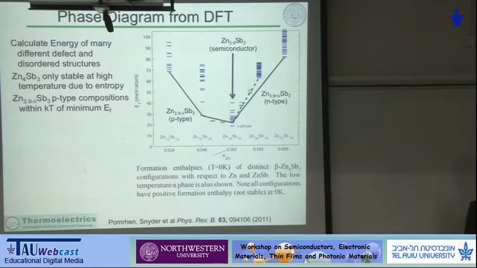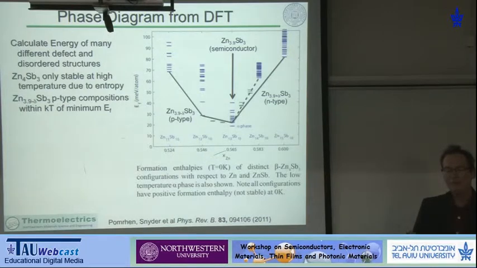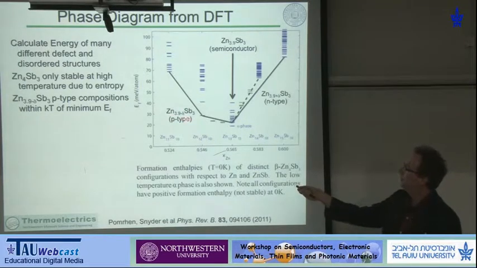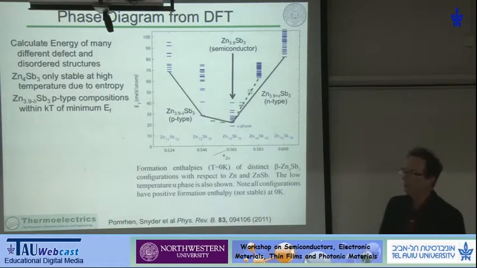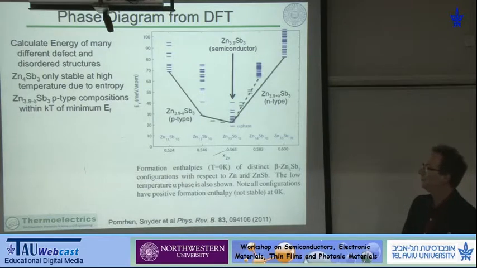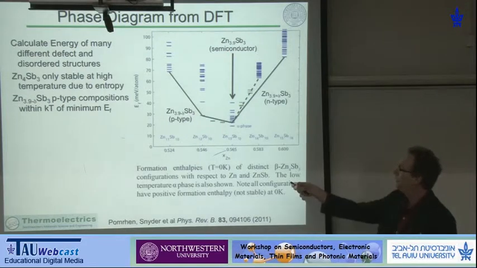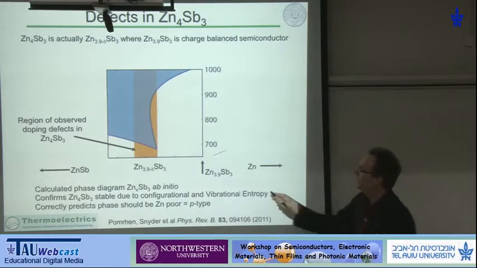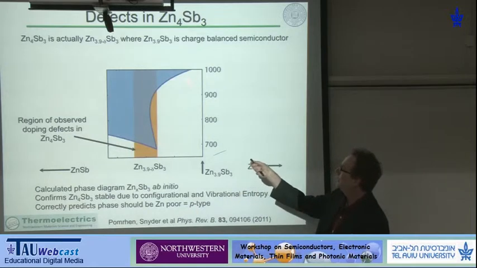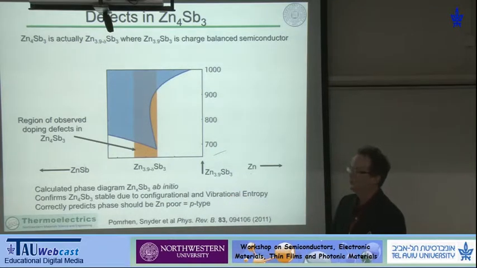And so if we go back to the DFT again, like I said, we can't actually measure the differences in zinc content, but we can calculate them from first principles. We can calculate how much this delta, what zinc deficiency that we actually have in thermodynamic materials. Now, so this Zn4Sb3 is actually Zn3.9 minus delta, and using these calculations we can show that the phase diagram should look something like this blue shaded region, where the experimentally observed carrier concentrations are in orange.